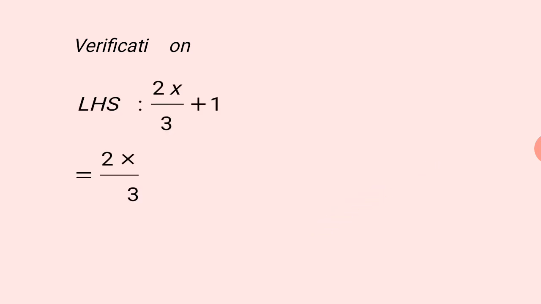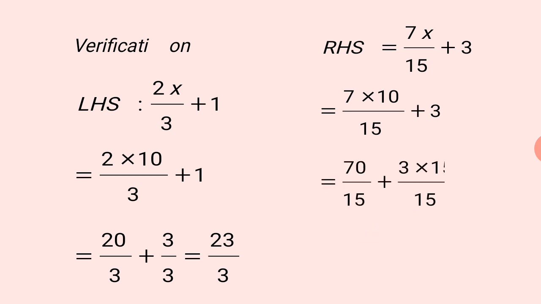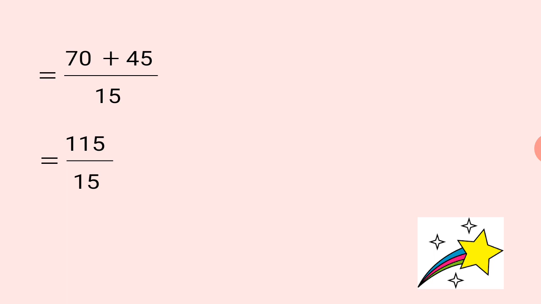So you can say that you can proceed with verification. LHS is this. Substitute the value, you get it as 23 by 3. RHS is this. Substitute again and get the value of RHS. That also comes out to be 23 by 3. That means LHS equal to RHS. With this, we conclude that our value of x was absolutely correct.